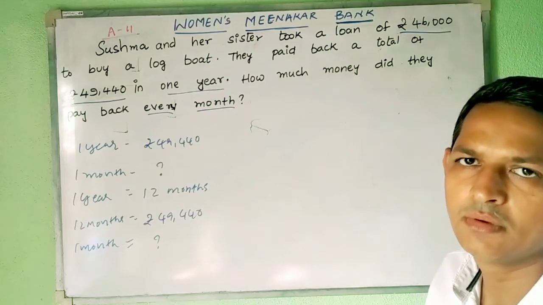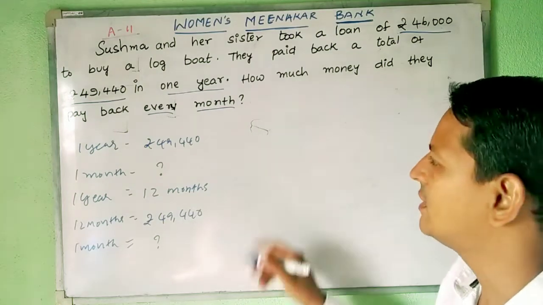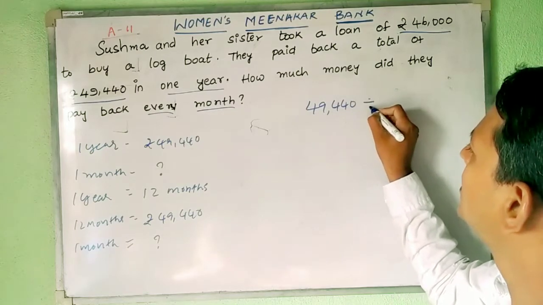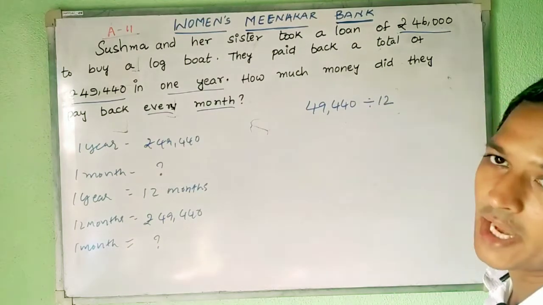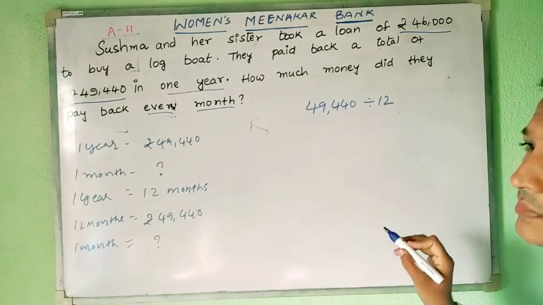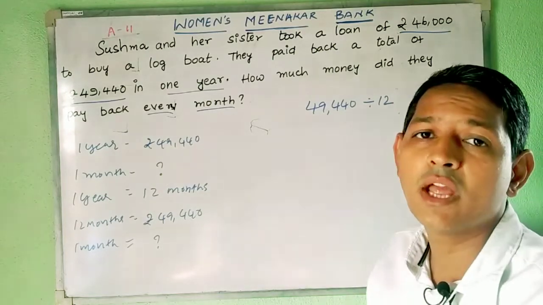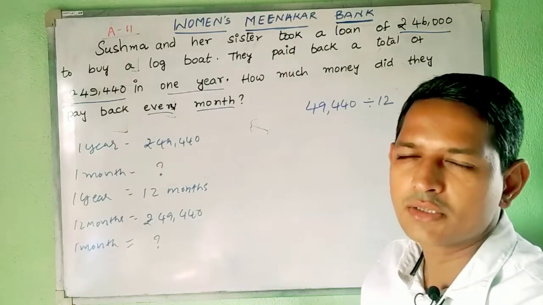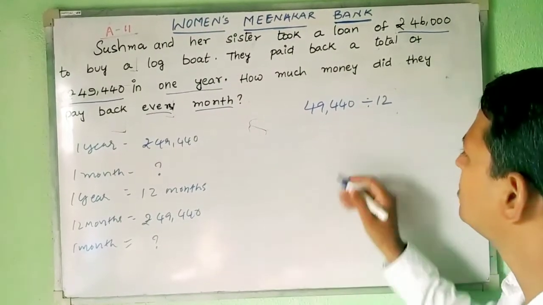What we need to do? We need to simply divide. Divide what by what? 49,440 should be divided by 12. Not 46,000, because 46,000 is the amount they have taken and they have paid 49,440. So 49,440 should be divided by 12.